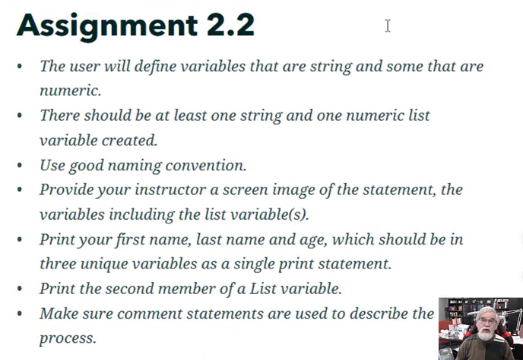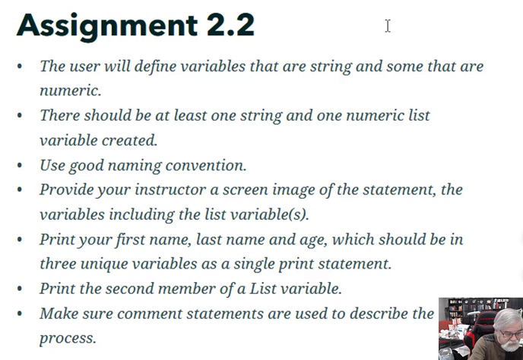The two primary parts of assignment 2.2 are to print the outputs of different variables and to work with list variables. So those will be the things that you will be doing in this assignment and turning into your instructor.